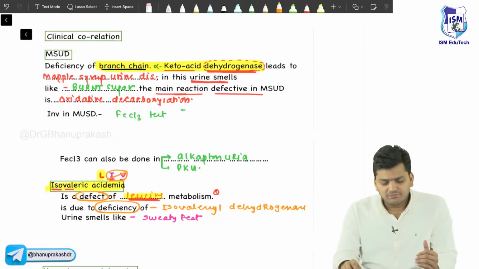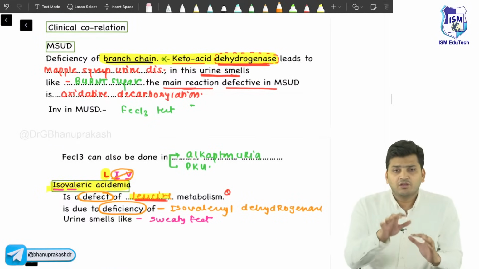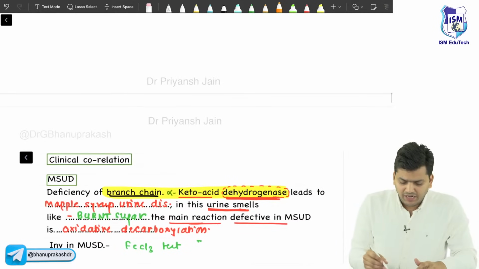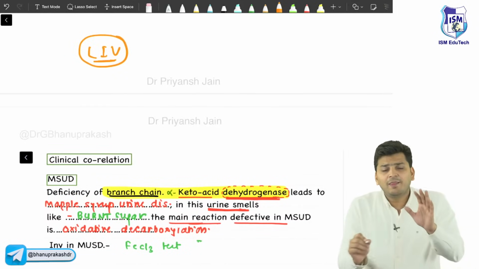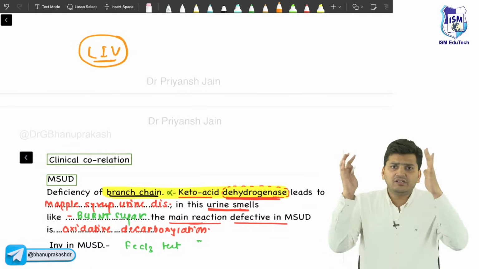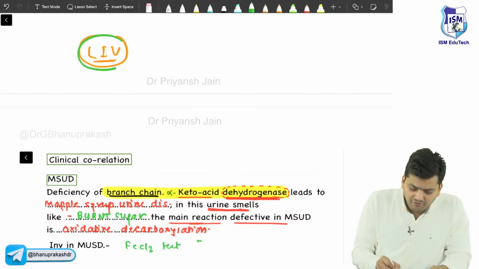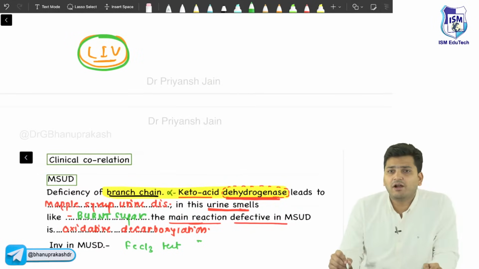Coming to the next, that is maple syrup urine disease. See, what happens is the branched-chain amino acids, that is LIV. We have remembered in the classroom, if you remember, how to remember that: to have a branch relationship, the person has to be live-hearted. To have a branch relationship, the person has to be live-hearted.